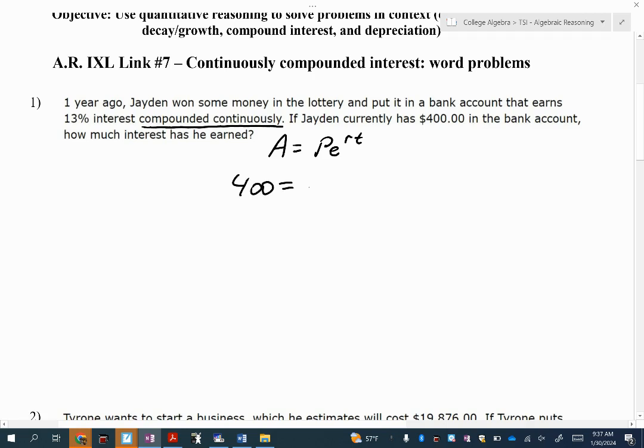So I'm going to put the $400 here. This is how much he has at this moment right now. He opens his phone, checks his account. There's 400 in there. Now, I'm going to put the E, or E is a number. What is the rate of this account? 13%. And Emmanuel correctly already changed that from a percentage to a decimal. So thank you for that, Emmanuel. So 0.13. And how much time has that money been in the account? 1 year. So I'm going to put 1.